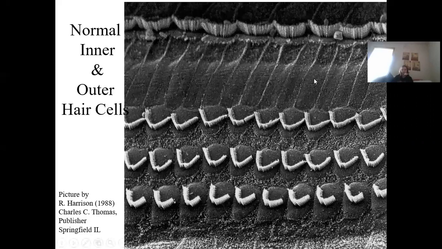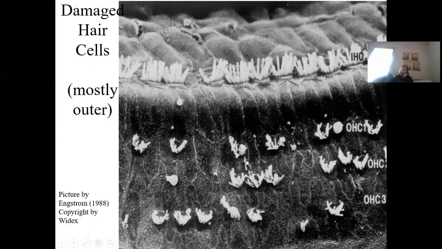Now this is normal hair cells, normal hearing. But this is damaged hair cells. And you can't fix this.